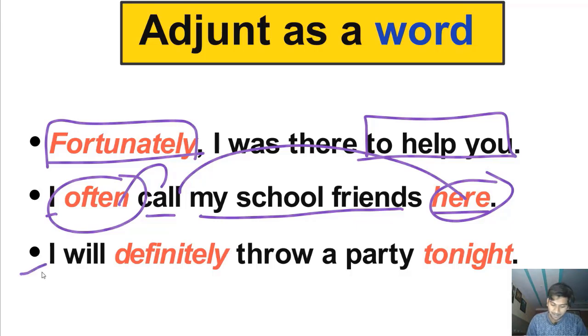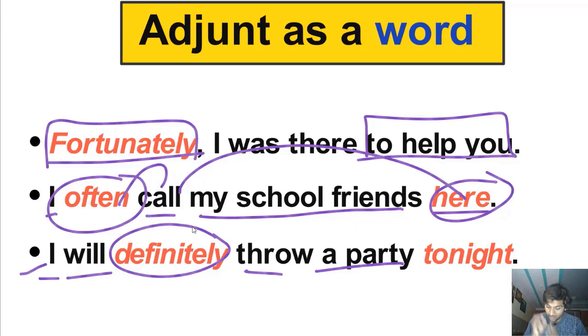Okay, third example. I will definitely throw a party tonight. I will do something. I will throw a party. I will definitely do it. So it's talking about its intensity. All right. And when will I do it? I'll do it tonight. So tonight is also an adjunct, an adverb of time. So that is adjunct as a word.